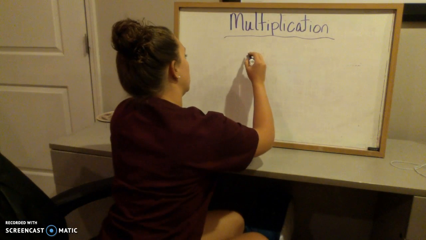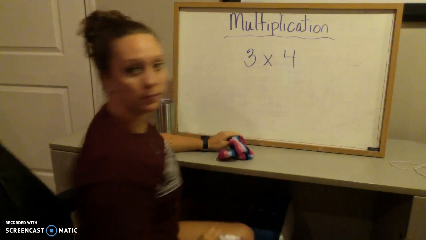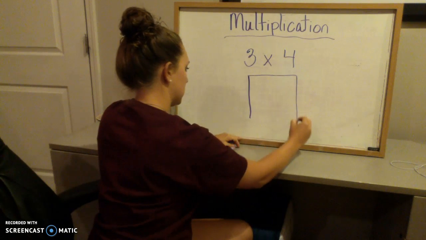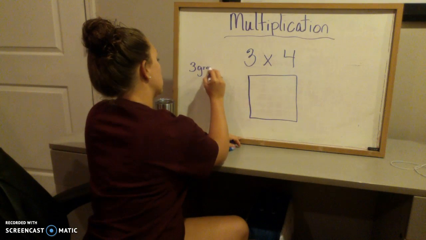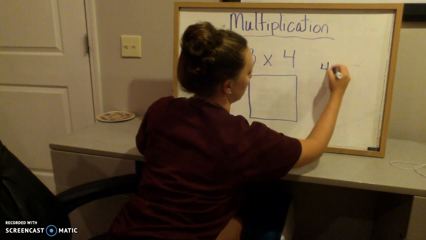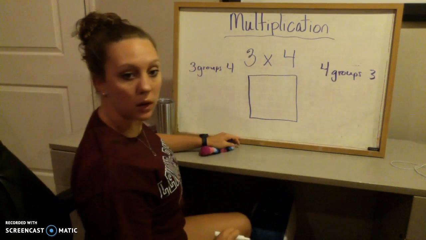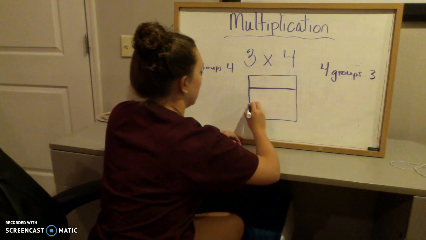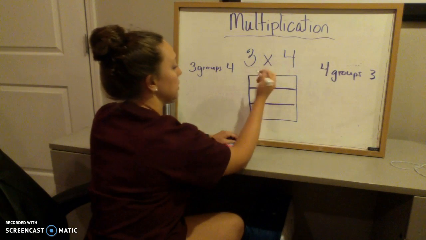This one, why don't we do 3 times 4. Okay? So again, if I need to draw my box. Now over here we can do 3 groups of 4. 3 groups of 4. Or we could do 4 groups of 3. All right. Let's go ahead and measure us off. Okay, here I have 3 groups. Now I need 4 in each of these.